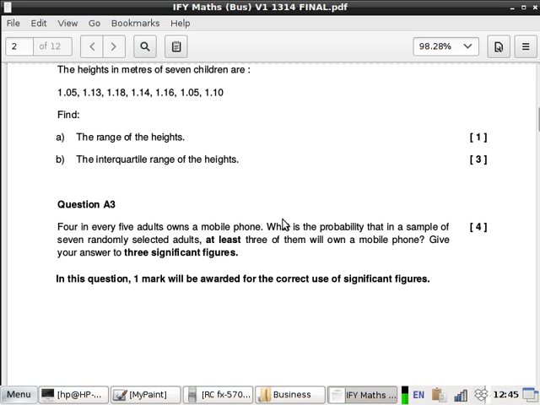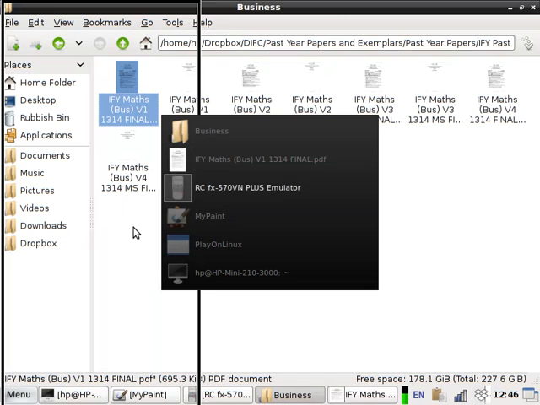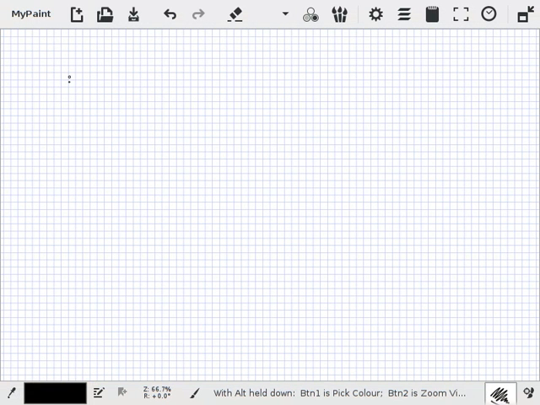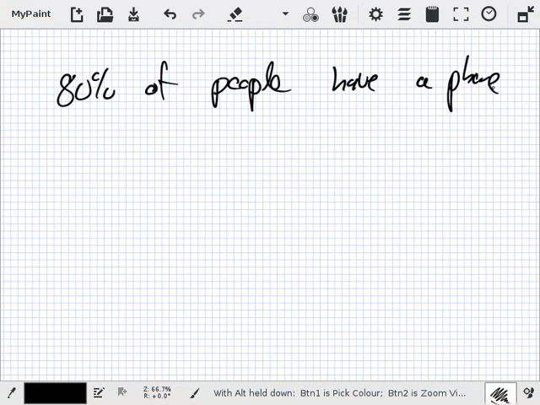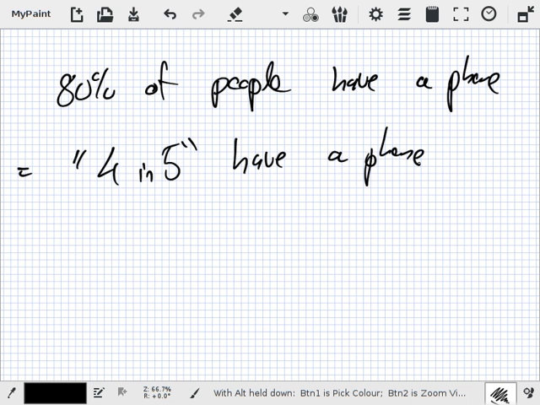Okay? Do you understand, or are you confused? The 5 is the 8, right? 4 and 5. The 5 is 8. No, you see, it's an English thing, I'm sorry. If I say 80% of people have a phone, you can say that in English as 4 in 5 have a phone. It's the same meaning. Yes, sorry, 80% equals 4 in 5. Is that okay? Are you sure?